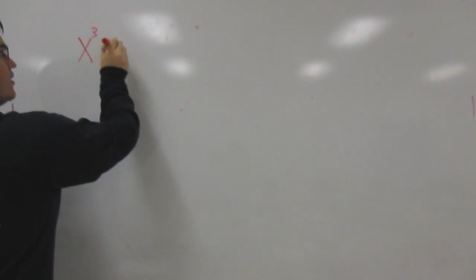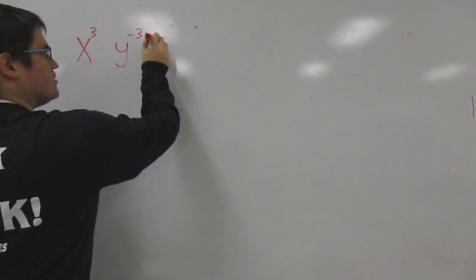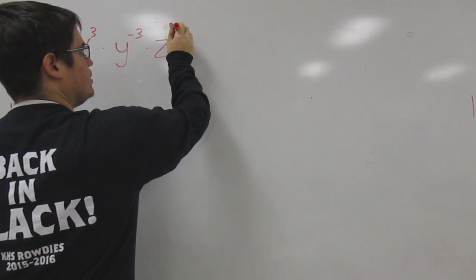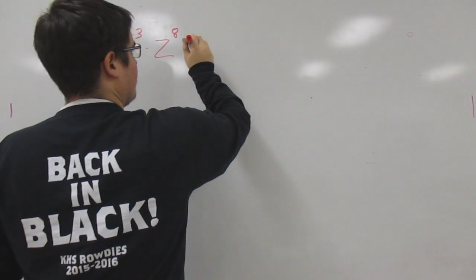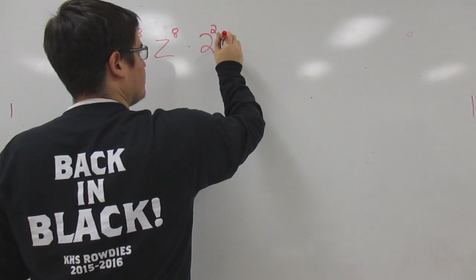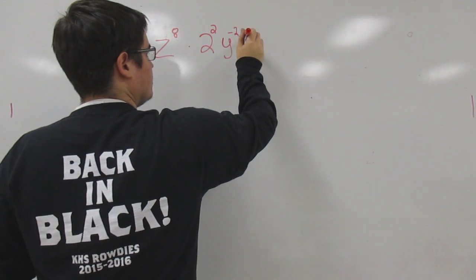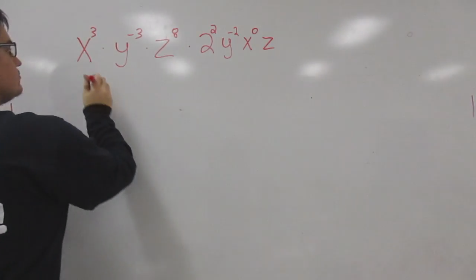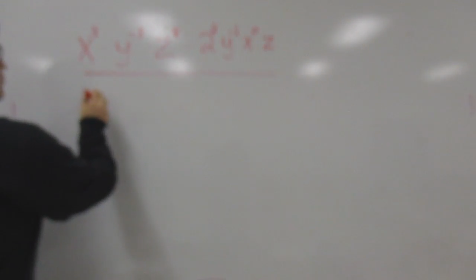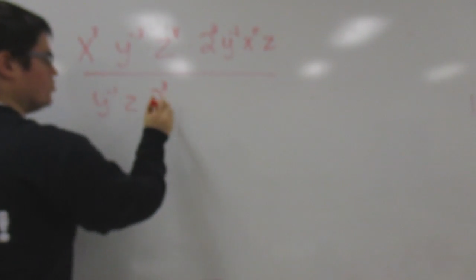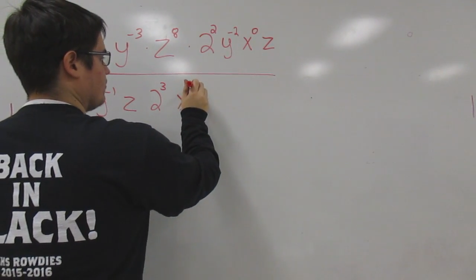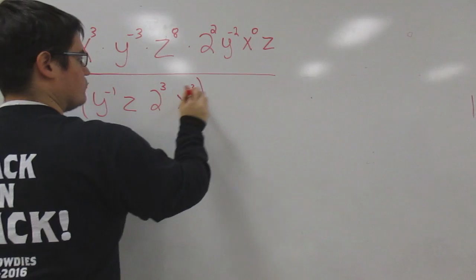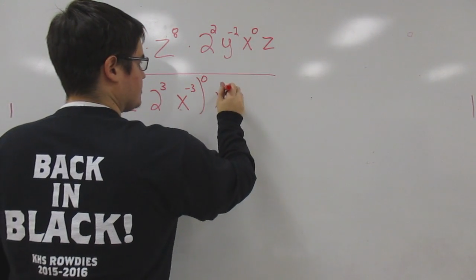Okay, let's see how it goes. x to the 3rd times y to the negative 3 times z to the 8th, and let's say we have times 2 squared y to the negative 2 x to the 0 z, all over y to the negative 1 z, 2 cubed, x to the negative 3, all that raised to the 0 power, x to the negative 1.